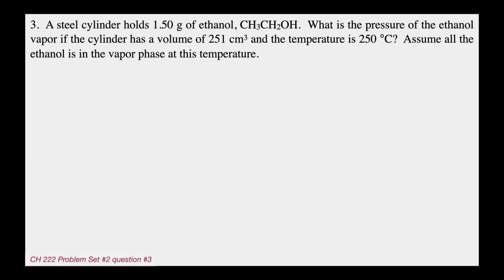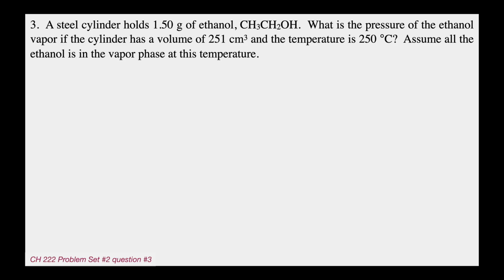A steel cylinder holds 1.50 grams of ethanol, and there's the formula for ethanol. What is the pressure of the ethanol vapor if the cylinder has a volume of 251 centimeters cubed and the temperature is 250 degrees Celsius? Assume all the ethanol is in the vapor phase at this temperature. So we're looking for the pressure. This is going to be a gas law question.